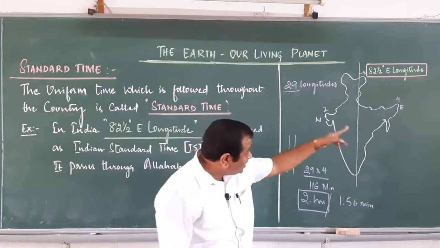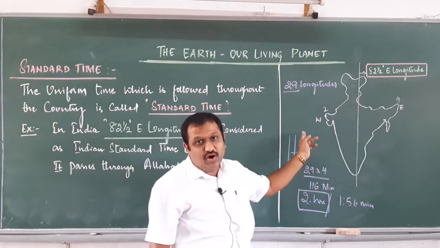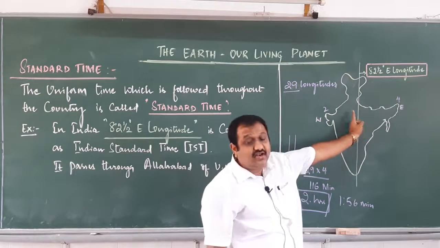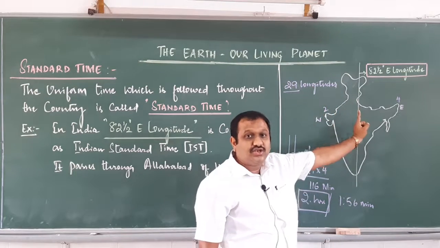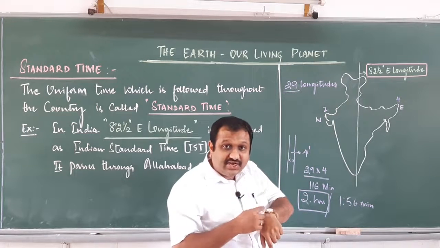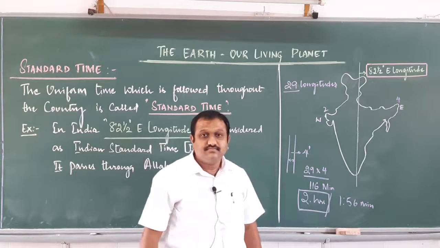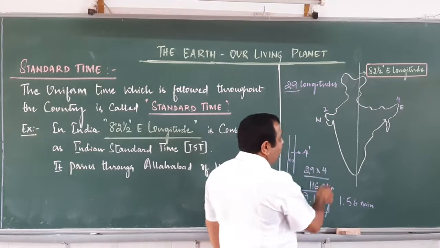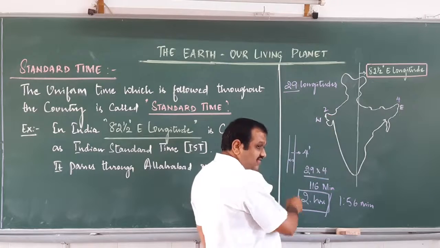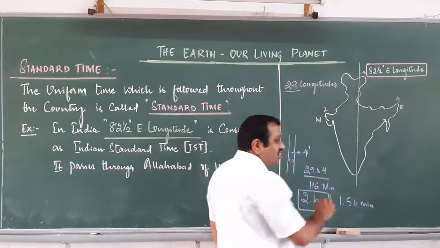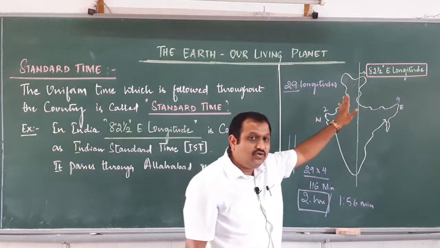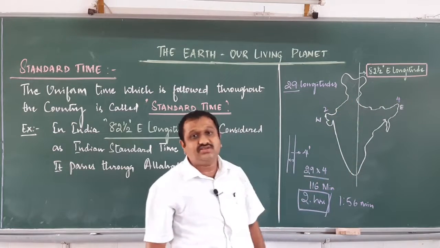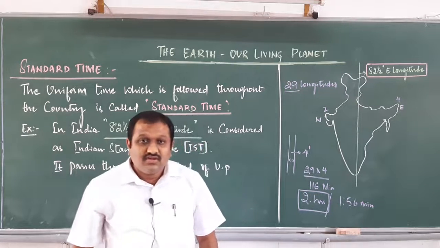In order to avoid the confusion of time of 2 hours, we have drawn the central meridian. Based on this meridian, or this central longitude, all our watches are set. The person who is in Kashmir, or in Kanyakumari, or in the Rann of Kutch or Gujarat or Arunachal Pradesh, they all will follow the same time, that is the time of 82.5 degree east longitude.